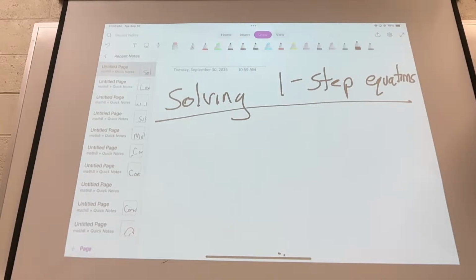Let's see, who is here? Bella's here. Shelby's here. No Sam today. Donnie's here. All right, solving one-step equations. Right there, Donnie. Sam, Bella, it sits right there. All right.